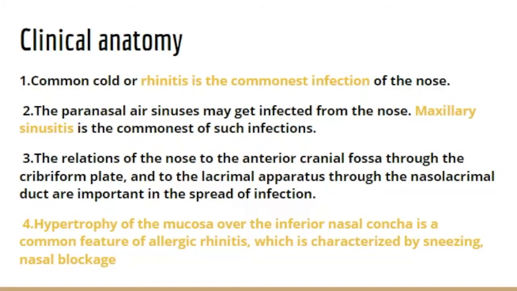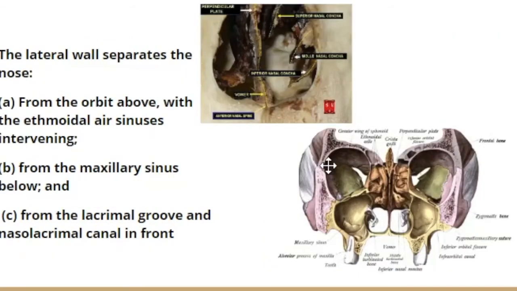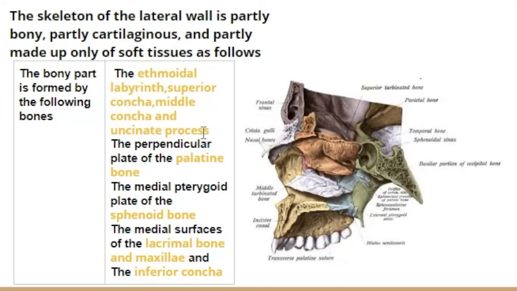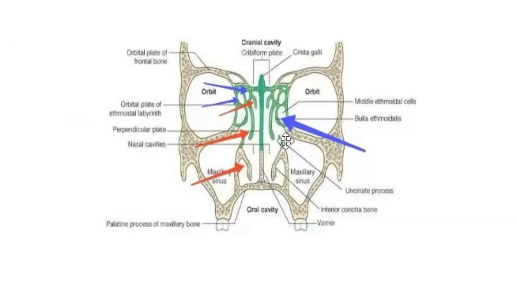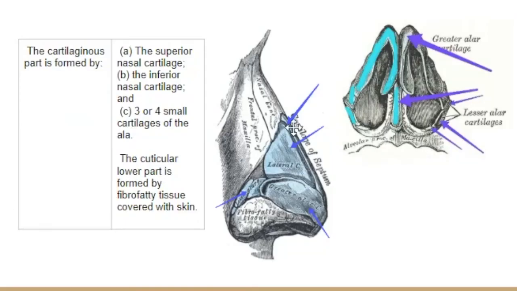Let's just quickly revise what we have learned so far. We saw that the lateral wall, first of all, was quite complex. Its relations superiorly were the orbit, inferiorly the maxillary sinus. We saw the bones contributing to it, which were the superior, middle, and inferior conchae. We saw there was the uncinate process, then the ethmoidal labyrinth, and sphenoid, lacrimal, and maxillary bones as well. We saw the cartilages contributing to it.